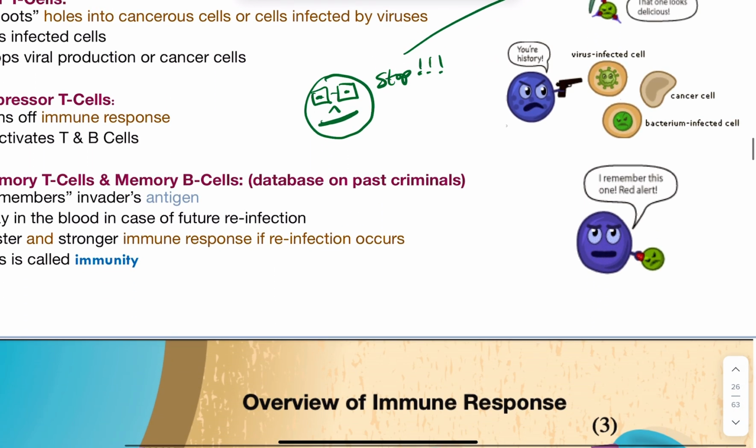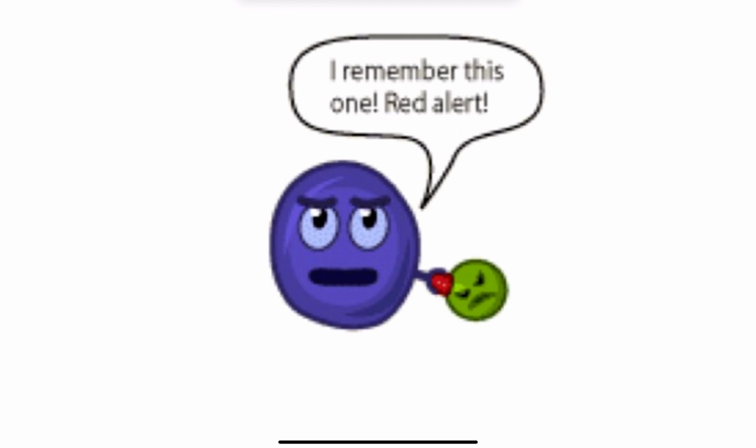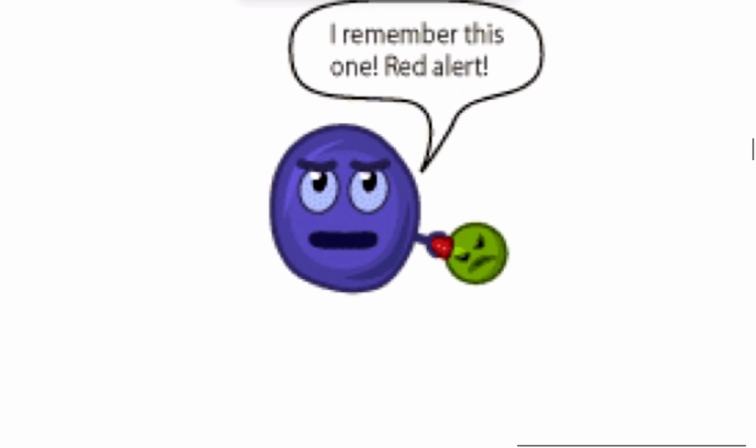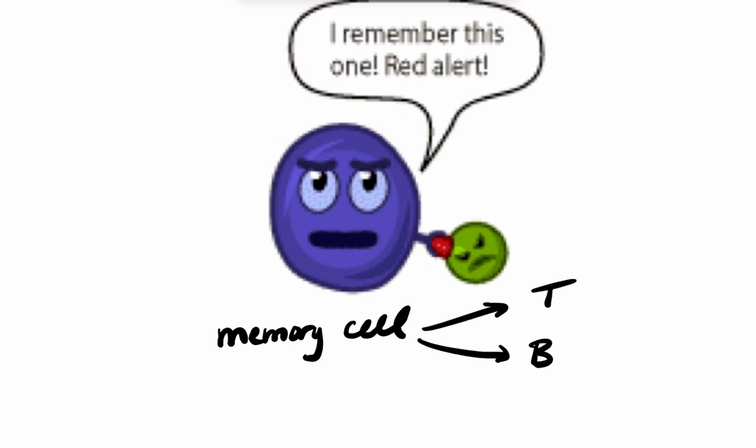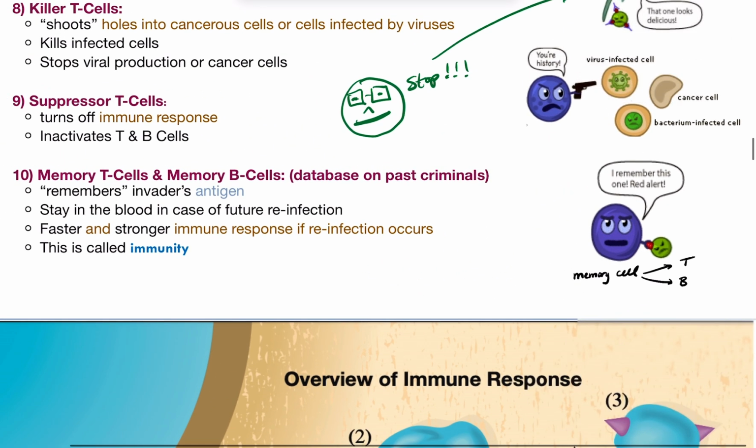And then, after the whole thing is done, we have this guy here. And he's like, I remember him. So this is called a memory T cell, or a memory B cell, or just a memory cell. Okay, there's two types. There's the T cell and there's the B cell. The B cell would make antibodies, and the T cell would just recognize them really quickly and set the whole alarm on again. They're both going to exist.